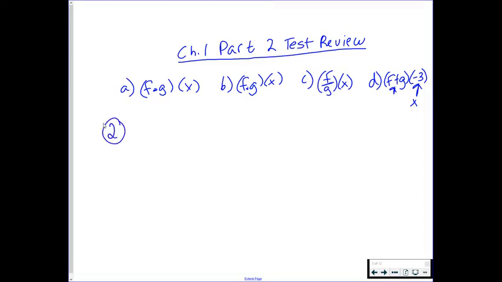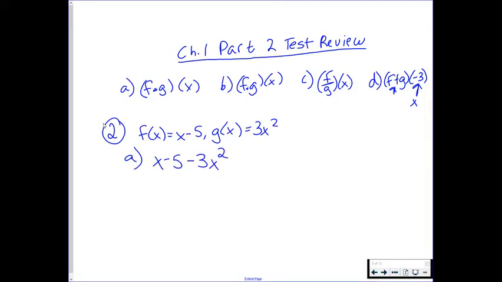On question 2, we're given two more functions. F of x is x minus 5, and g of x is 3x squared. I'm going to do the same thing we did on the last problem, starting at part A. F minus g is f of x minus the g function. There are no like terms there, and that one's done. Because I can't combine anything, we can just stop there on A.